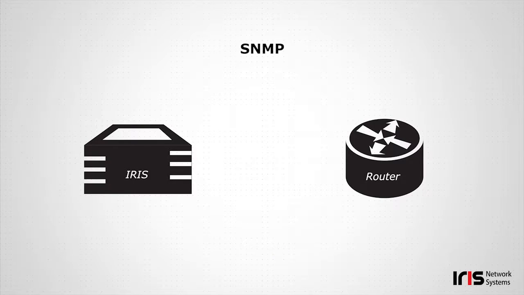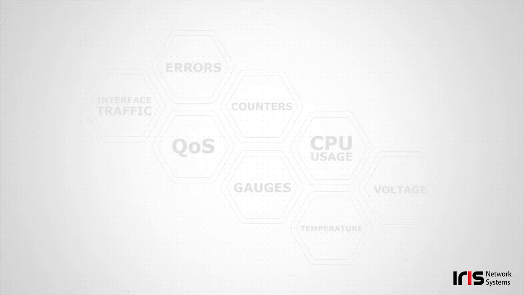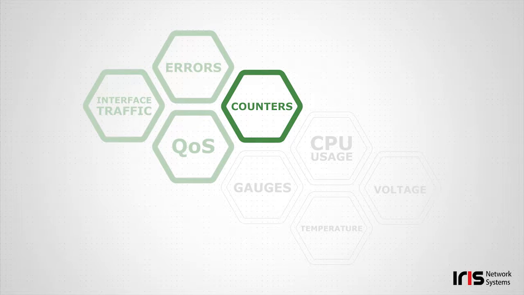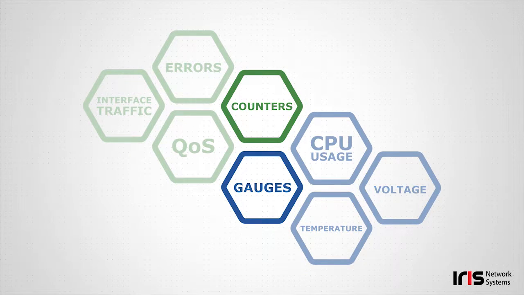IRIS can also ask the router different questions, such as, "What is your CPU usage?" The router replies with 5%. After 5 minutes, the question is asked again, and the router replies with 4%. The CPU usage has improved by 1%. This is called a gauge. Stuff like interface traffic, errors, and queues are all examples of counters. Stuff like CPU usage, temperature, and voltage are all examples of gauges. There is a lot more information that you can get from SNMP, including descriptions, routes, and IP addresses, and a whole lot more, but we don't have time to talk about that now.